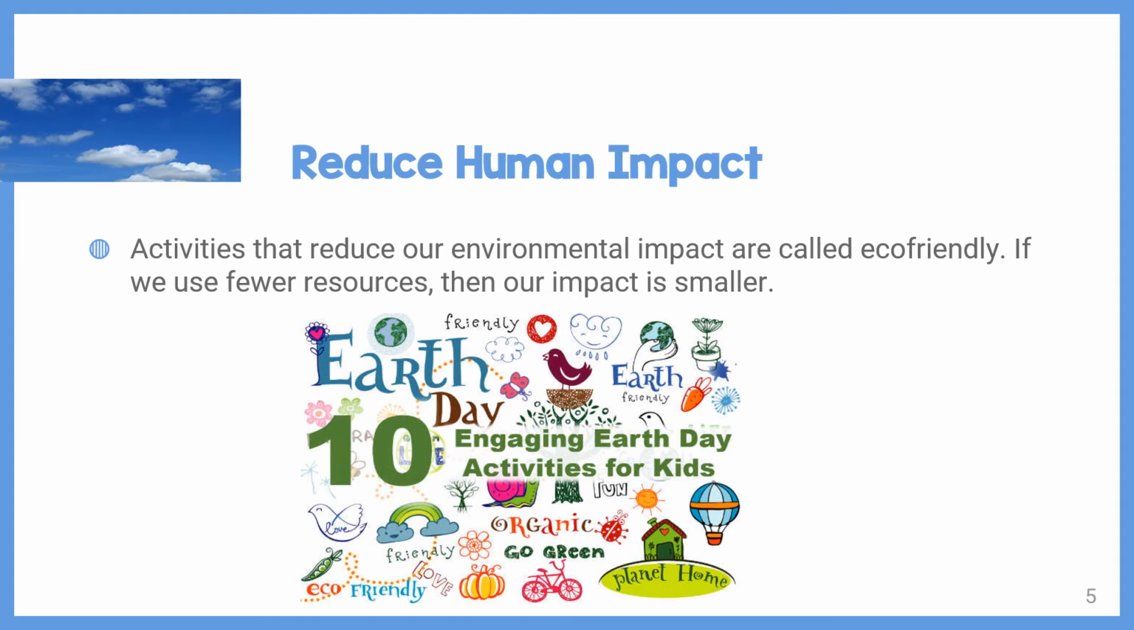People can reduce unwanted impacts on Earth systems. Activities that reduce our environmental impact are called eco-friendly. If we use fewer resources, then our impact is going to be smaller. Using energy from sunlight, for example, is eco-friendly because it reduces the need for mining coal. Reusing materials means that fewer new resources are needed. Every act of conservation helps, no matter how small its effect might appear. So do not think that whatever action you're taking is going to go unnoticed.